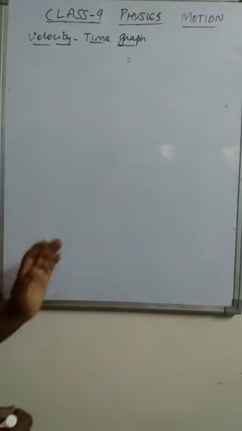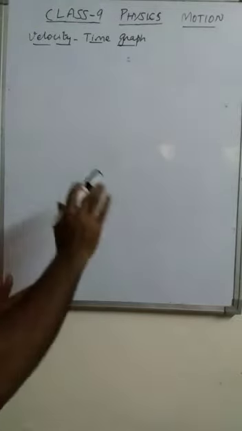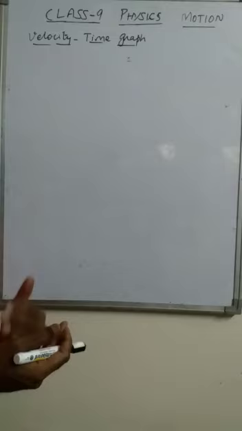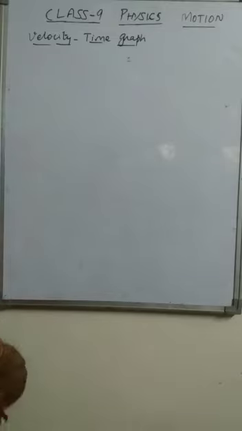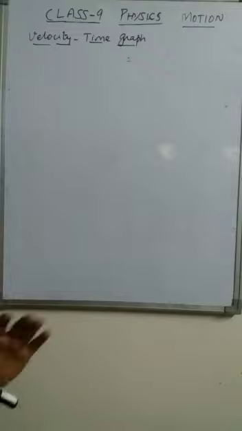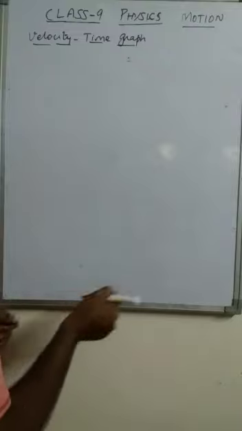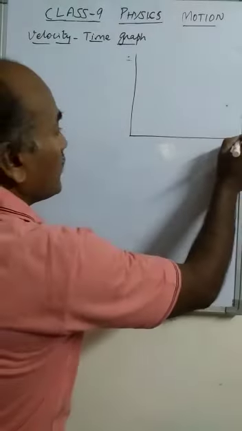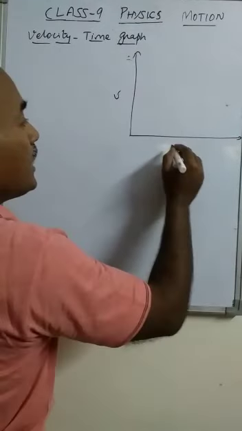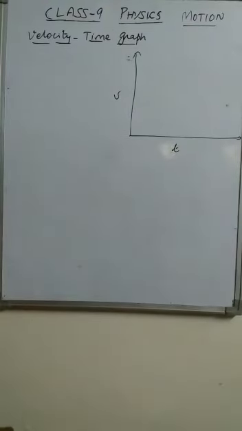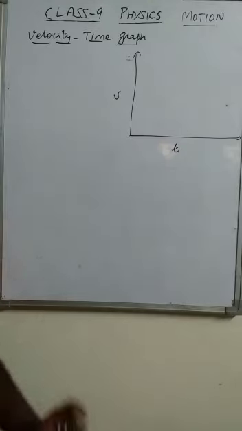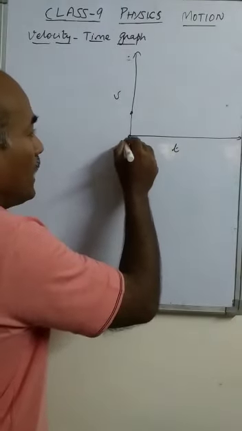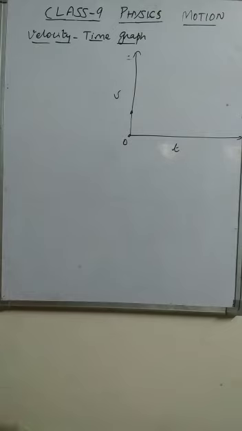Suppose we take an object in uniform acceleration. In that, the object may start with zero velocity or it may already have some velocity. Let us take the second case. Suppose this is the velocity time graph. In the beginning itself, the object is having some velocity. At time 0, it has some initial velocity. The initial velocity is not 0.